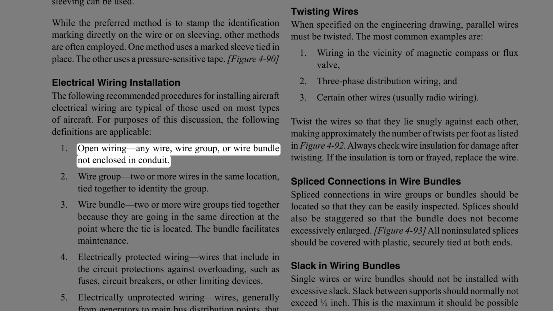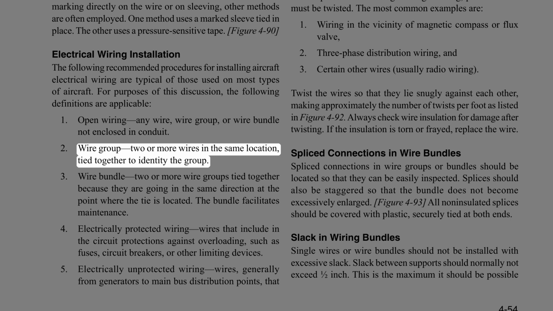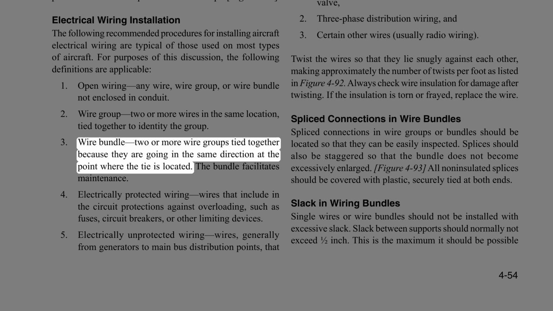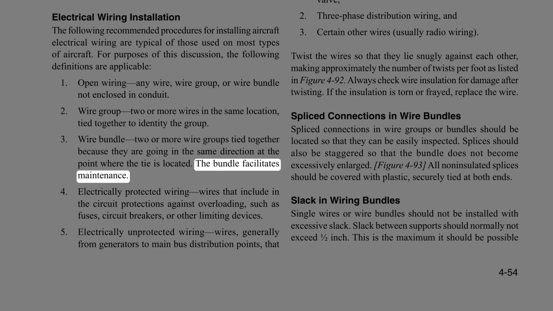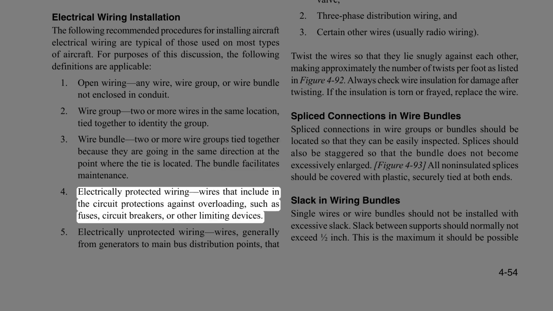Open wiring. Any wire, wire group, or wire bundle not enclosed in conduit. Wire group. Two or more wires in the same location, tied together to identify the group. Wire bundle. Two or more wire groups tied together because they are going in the same direction at the point where the tie is located. The bundle facilitates maintenance.